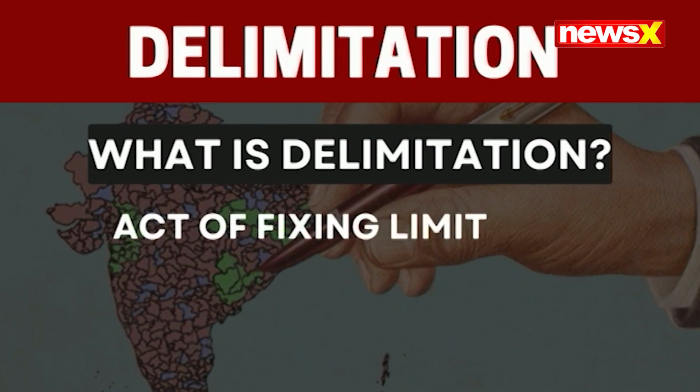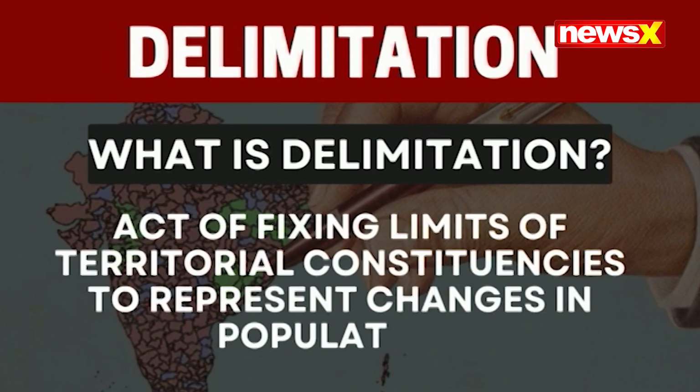Now, let's also understand how all of this is decided. Now, who decides which MP will be in which constituency and how will these constituencies be decided? We will have to understand a concept known as delimitation. What is delimitation? Let's try and understand first. Now, delimitation essentially is the act of fixing limits of a territorial constituency, and this is done to represent changes in population. Essentially, it means that the population of a country can grow or decline over a period of time and the constituencies have to be altered accordingly.